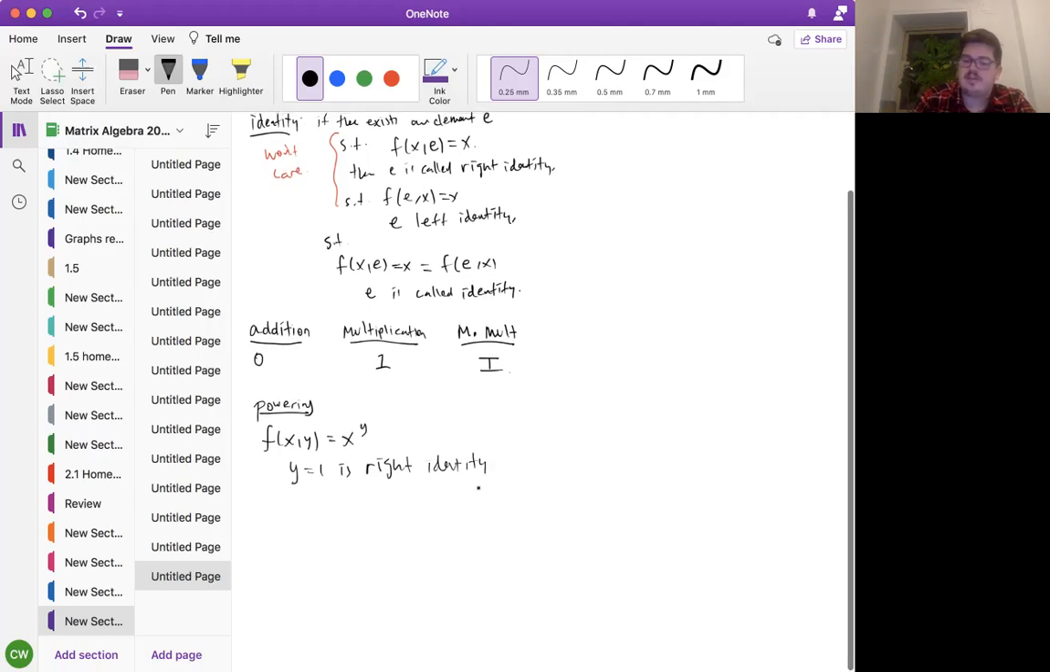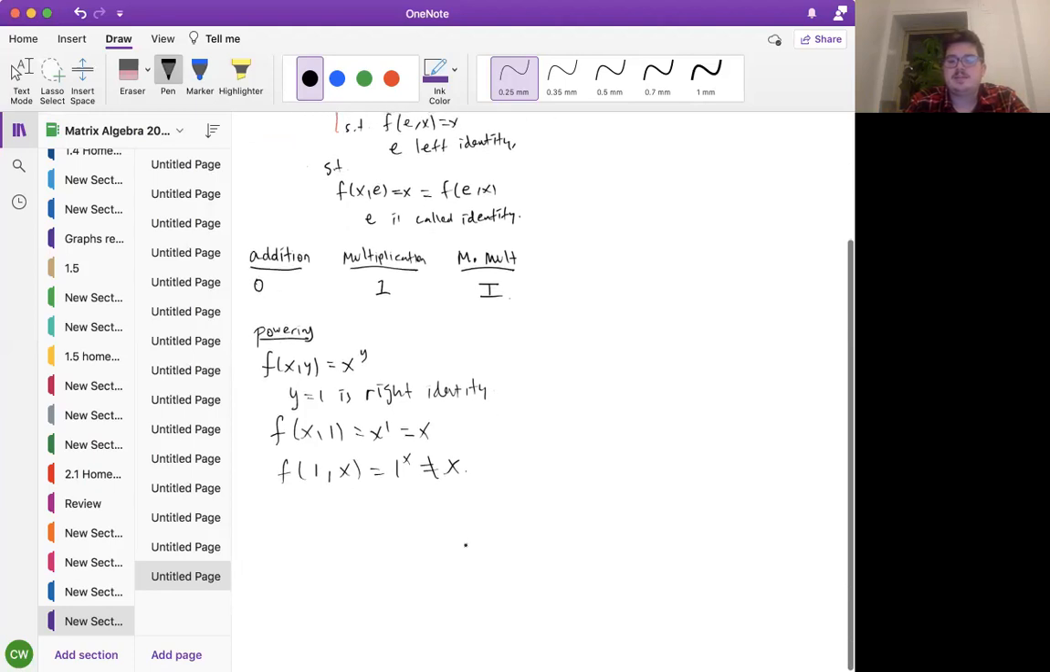But it's not true the other way around, right? So f of x, 1 is equal to x to the 1, which is equal to x, but f of 1, x is equal to 1 to the x, which is not equal to x, right? So 1 is a right identity, but not a left identity. So there are some cases where you do care about right and left, but we usually won't be thinking about that. So for example, powering has right identities, but the left identity is kind of specific for the value.